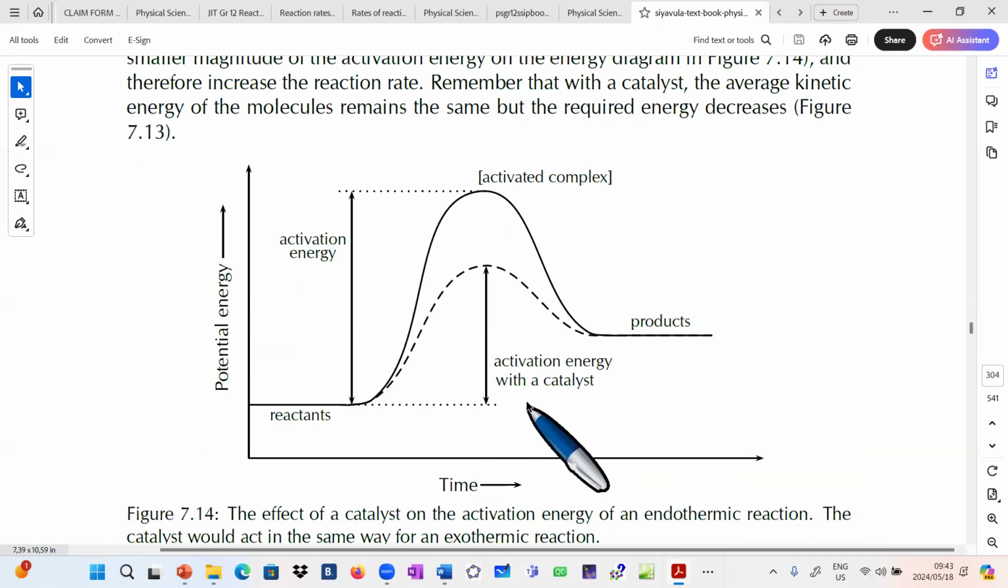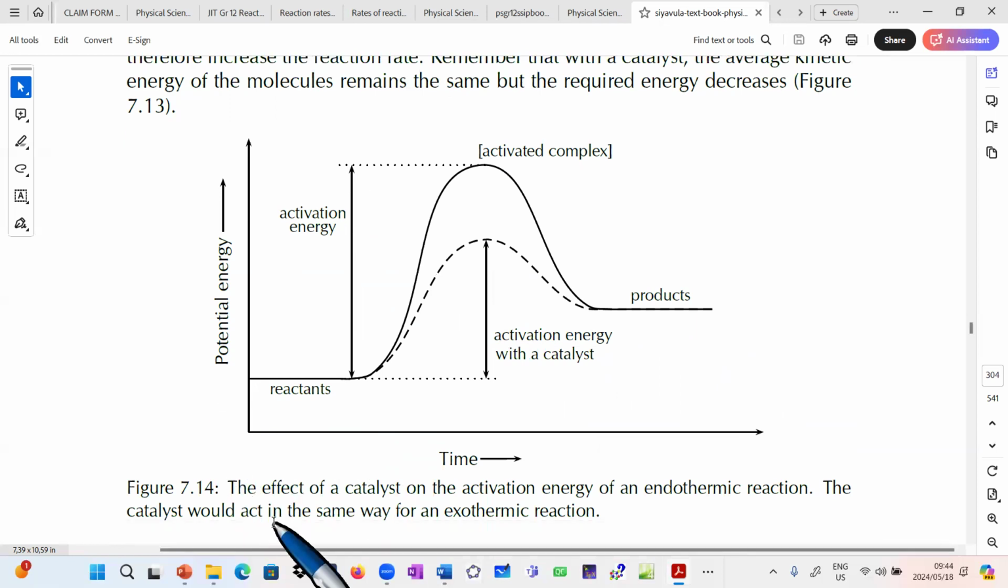Okay, let's look at this one where you have the activation energy with the catalyst. So the activation energy of the catalyst is reduced, but the activated complex is higher. The activation energy can be seen here. The reactants can be seen. The reactant energy is at this level, and the product energy is much higher when the reactant energy is much lower.